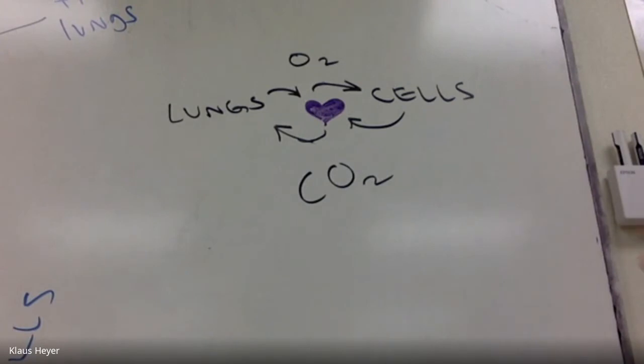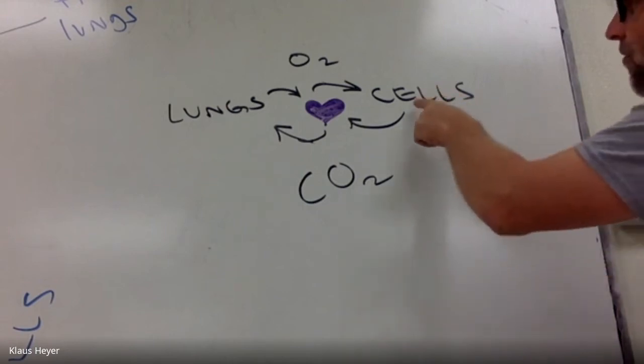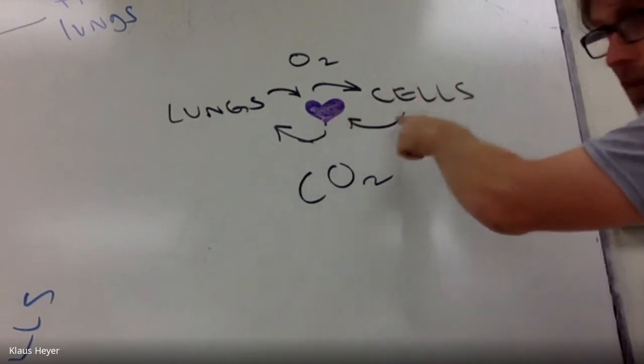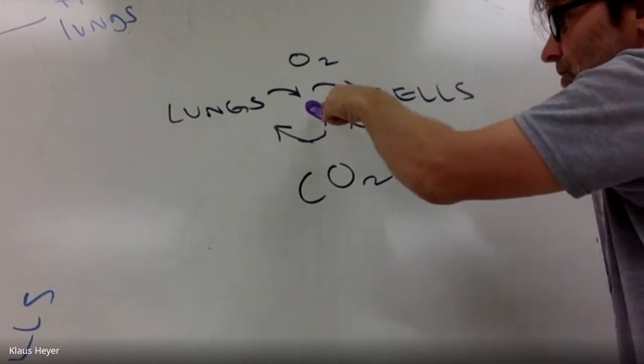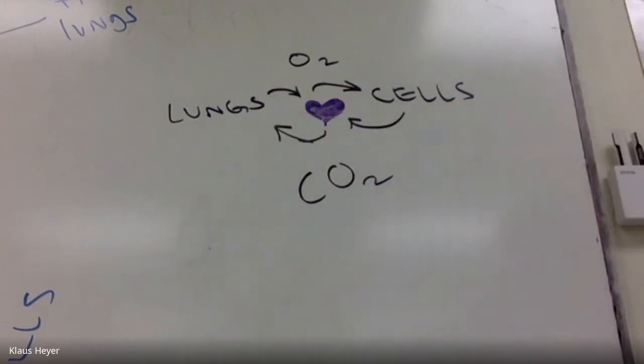But if you want to get oxygen from your lungs to all your cells in your body, you have to go through the heart first. And if you want to get carbon dioxide from all your cells out into the air so that you don't die from acidic blood, you got to go through the heart. Cells give all that blood to the heart, then the heart will give it to the lungs so it can leave.